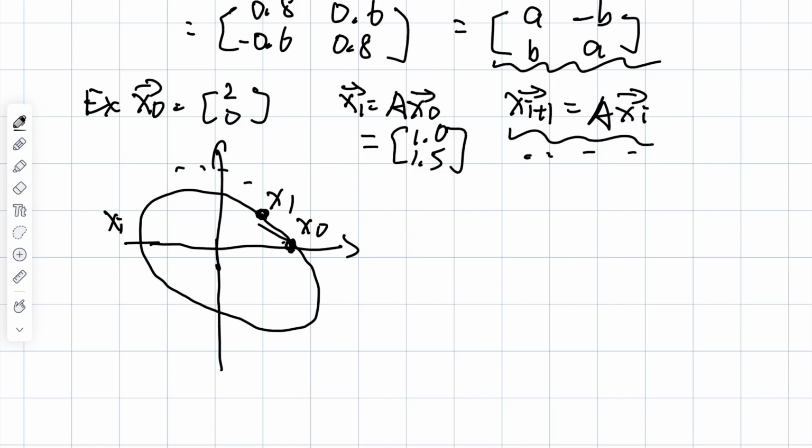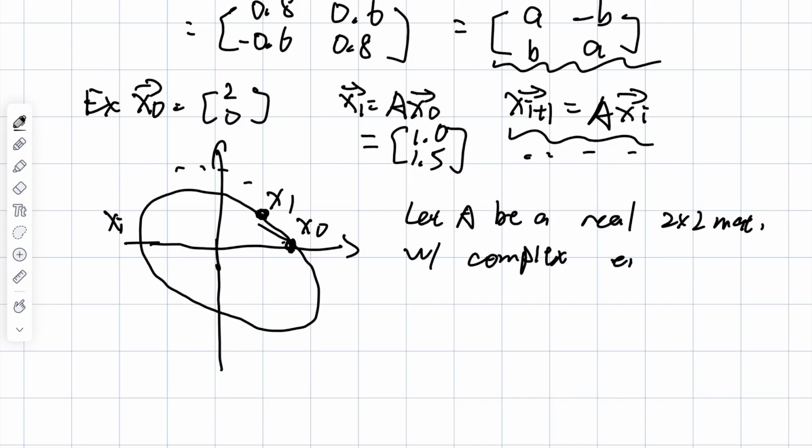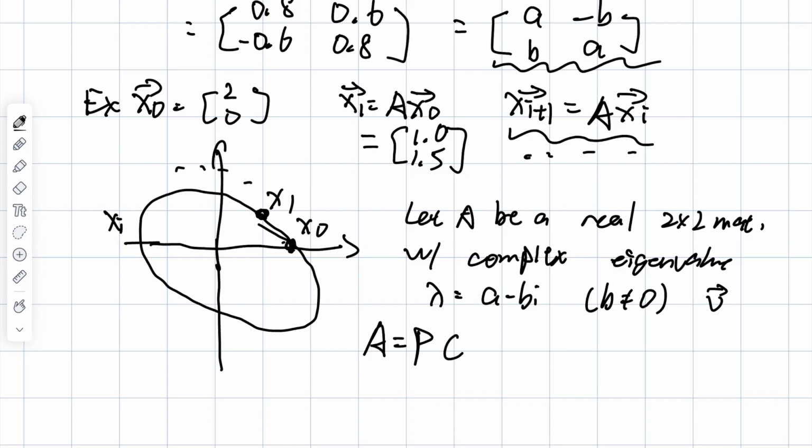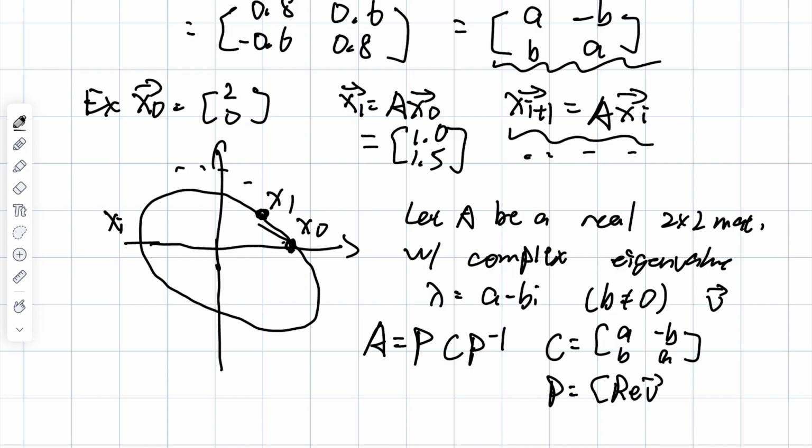Now we can draw the conclusion: let A be a real 2 by 2 matrix with complex eigenvalue lambda equals a minus bi. b is not 0 because it's a complex eigenvalue. Then if the associated eigenvector is v, then A equals P times C times the inverse of P, where C equals a, b, negative b, a, and P equals the real part of v and the imaginary part of v.